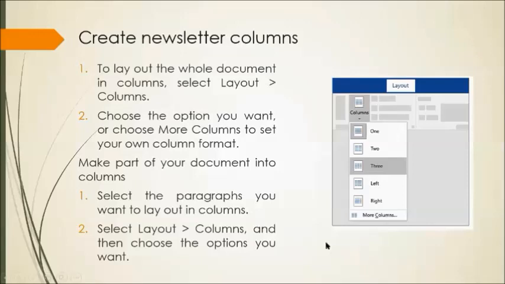To make part of your document into columns, select the paragraphs you want to lay out in columns. Then select Layout, Columns, and then choose the options you want.